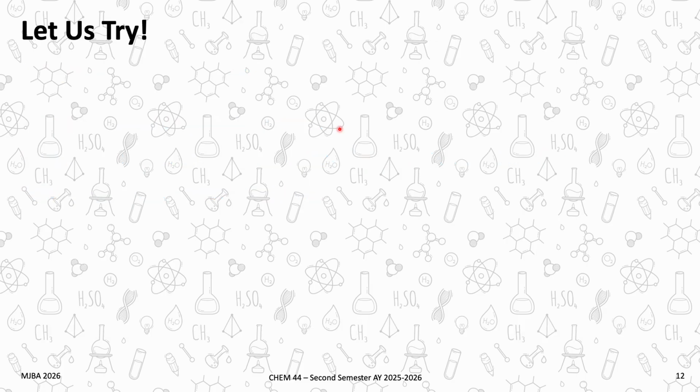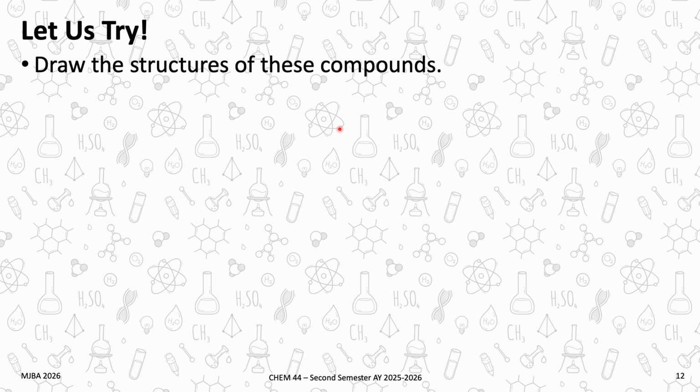Now let's try some examples. First off, draw the structures given the names of the following compounds. 5-methyl heptanoyl chloride. So work on it first for a few seconds.